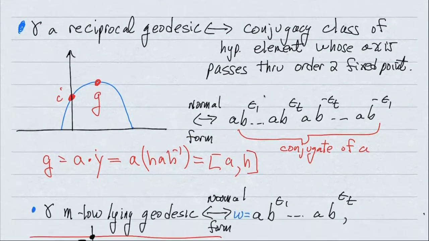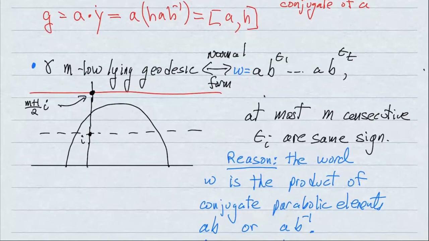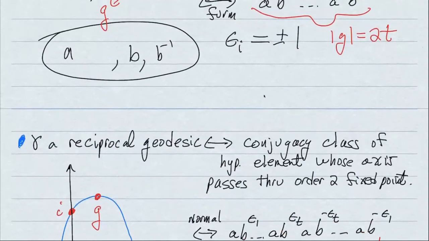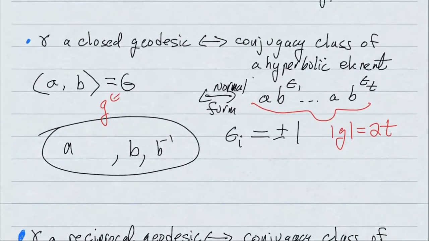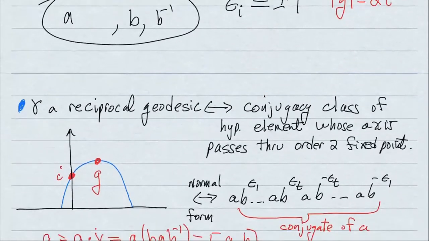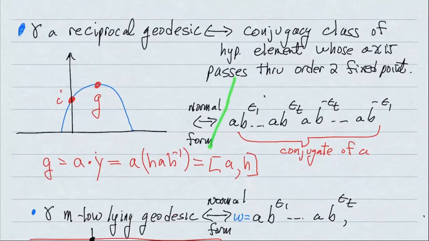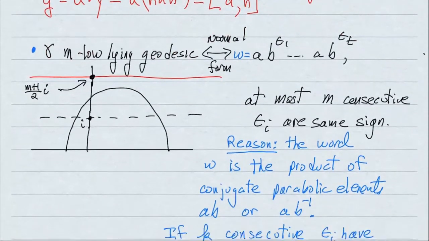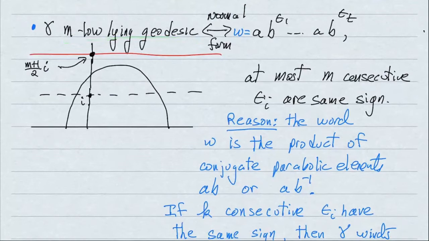So I just described, was there a question? Let me just recap what I just described. So here's the normal form for any closed geodesic when we write it as a word. Here's the normal form for a reciprocal geodesic. And now one last ingredient. What do M low-lying geodesics look like?